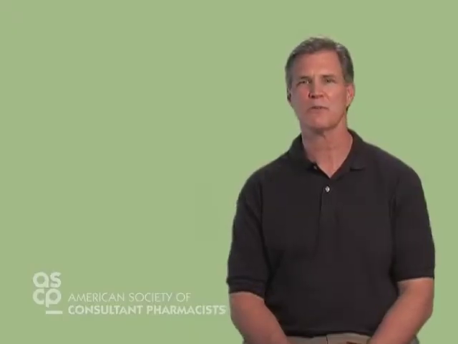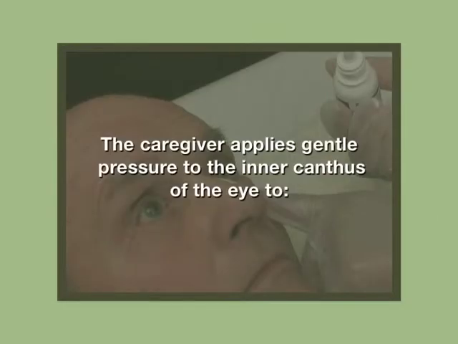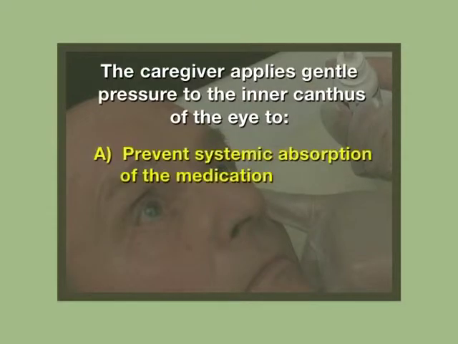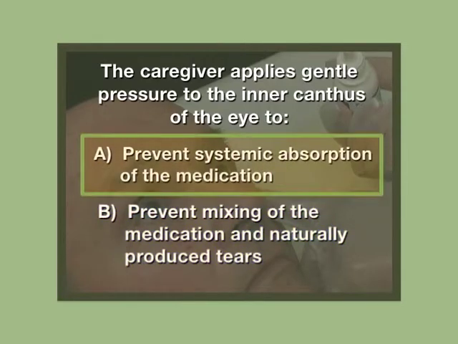We will conclude this program with review questions. The caregiver applies gentle pressure to the inner canthus of the eye to A. Prevent systemic absorption of the medication, or B. Prevent mixing of the medication and naturally produced tears. The correct answer is A. The inner canthus of the eye is a port of entry to the bloodstream, and gentle application of pressure to this area after the introduction of eye medication greatly reduces systemic absorption.